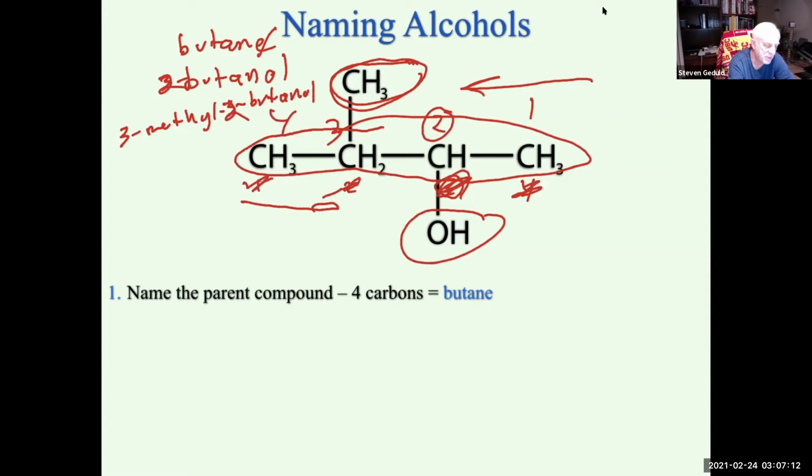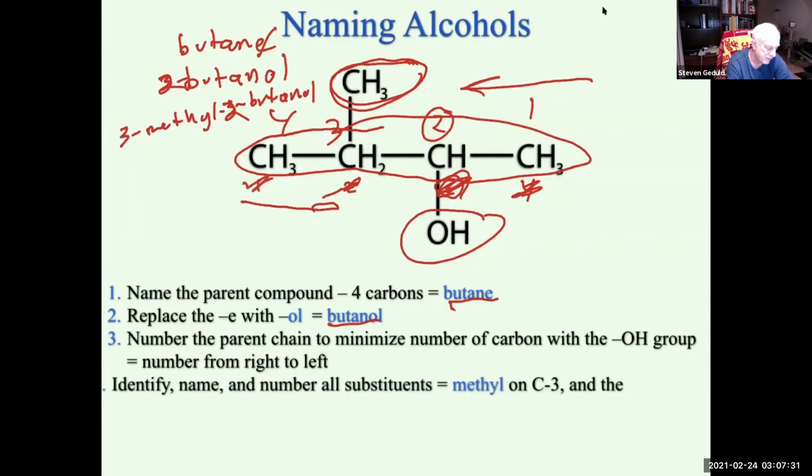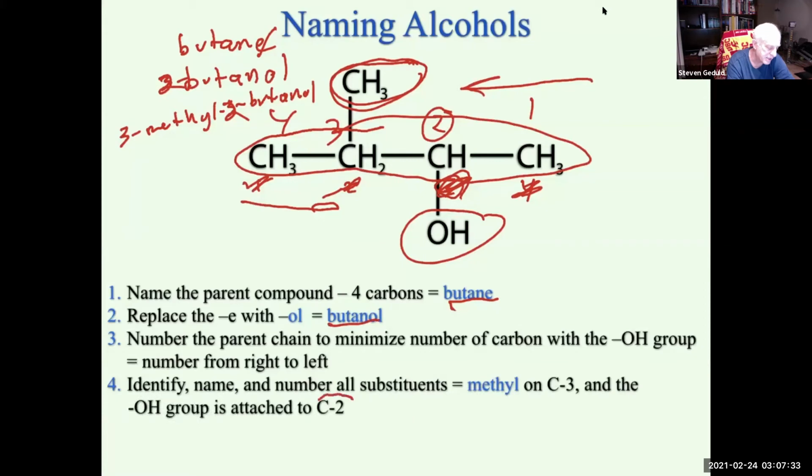Okay, remember, dashes between numbers and letters, commas between numbers. So you name the parent compound: 4 carbons in the longest chain. That's butane. Replace the E with OL, you get butanol. You number to give the OH group the lowest possible number, so it's right to left. So the OH group is attached to C2, the methyl group is on C3. And that's how you name it. 3-methyl 2-butanol.